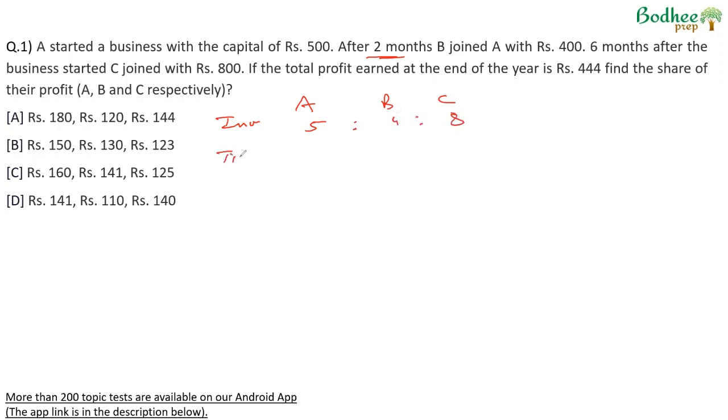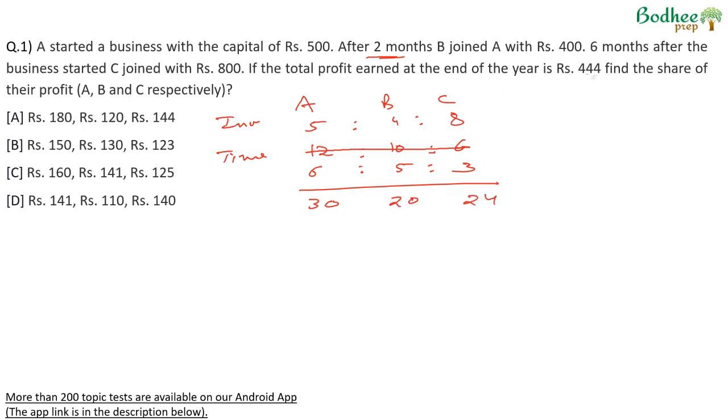And if we look at the time, A was invested for the entire 12 months, the entire year. B joined after 2 months, so 2 short of 12. And C joined 6 months after the business started, 12 minus 6, that is 6. So the ratio of time will be divided by 2, giving 6:5:3. To avoid confusion, I'm removing this number. So ratio of investment 5:4:8, ratio of time 6:5:3, and therefore the profit will be divided in the ratio of investment into time. So for A it becomes 6 5s are 30, for B it becomes 5 4s are 20, for C it becomes 3 8s are 24.